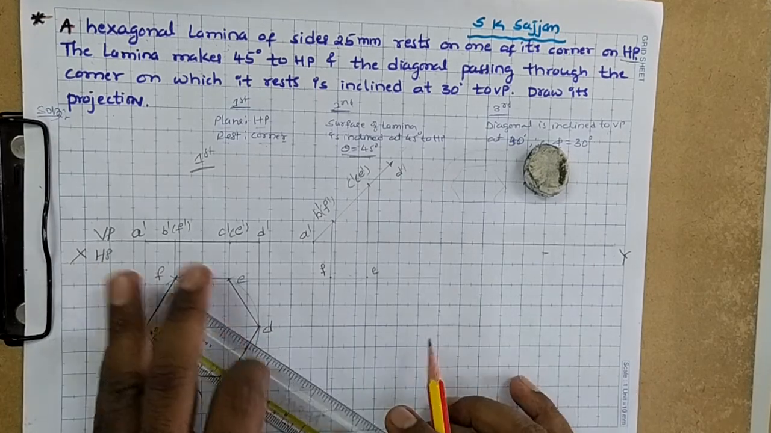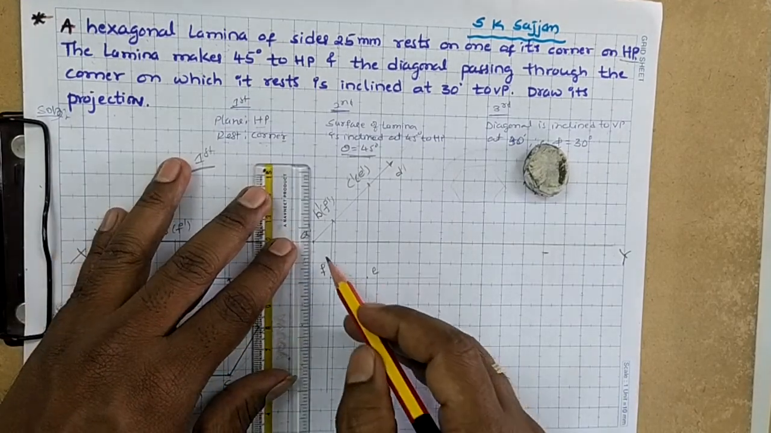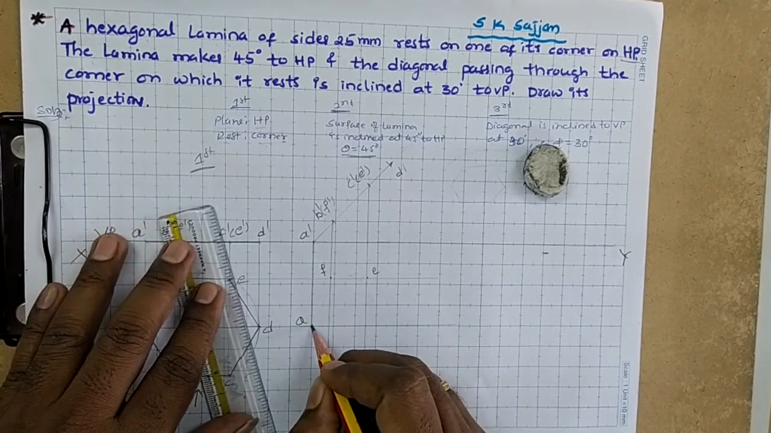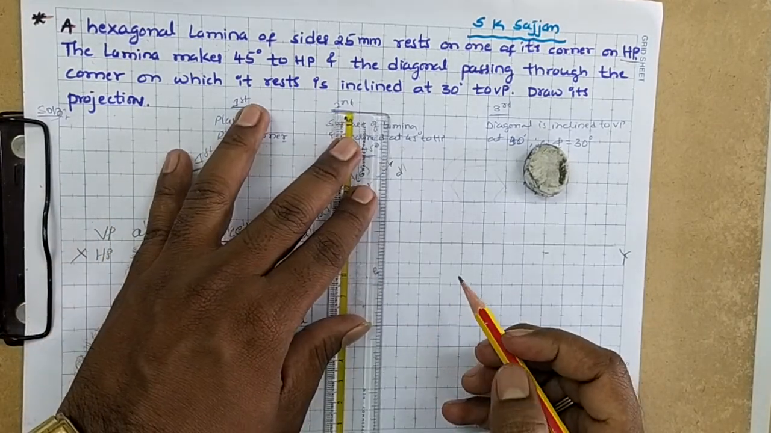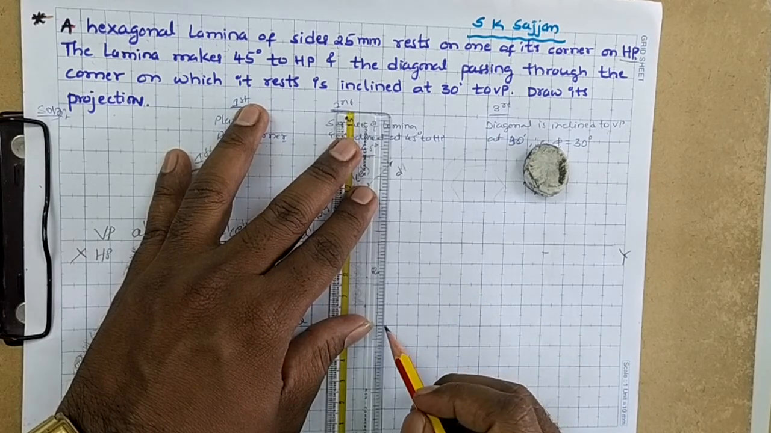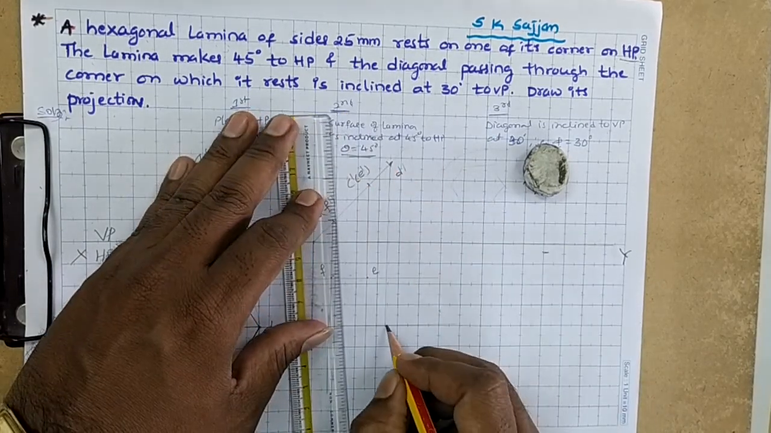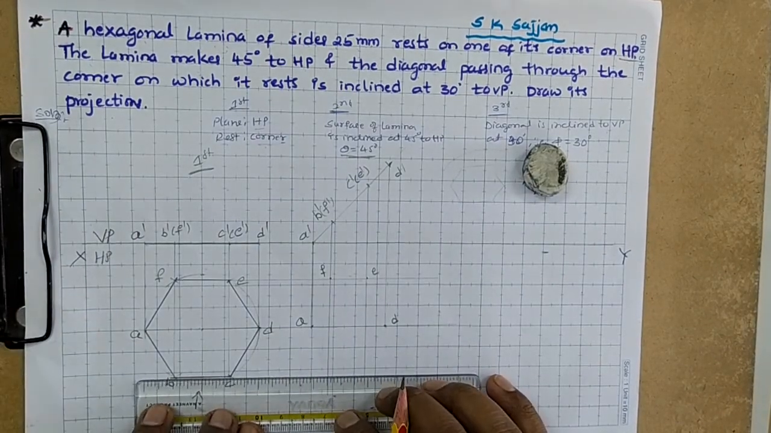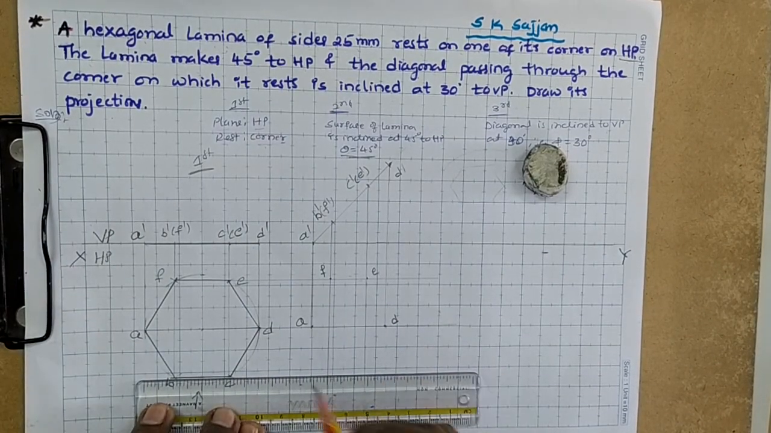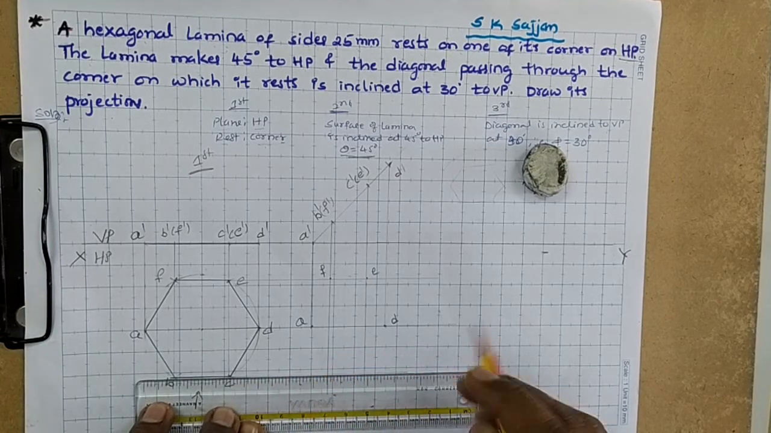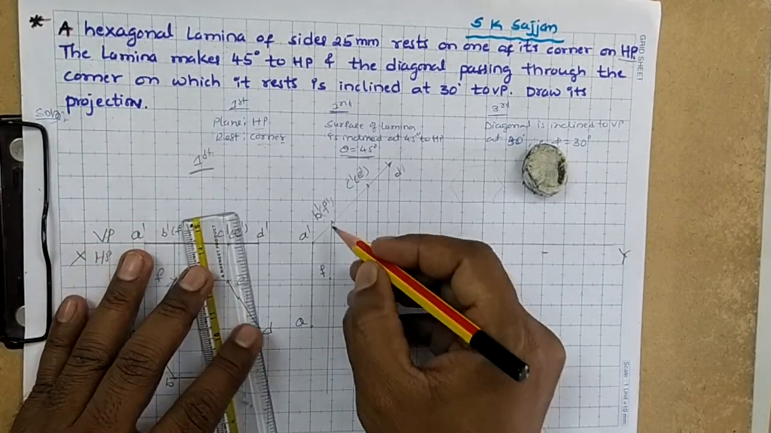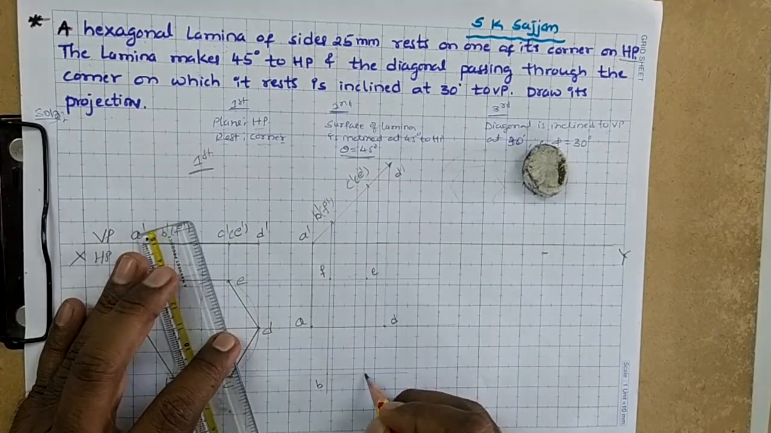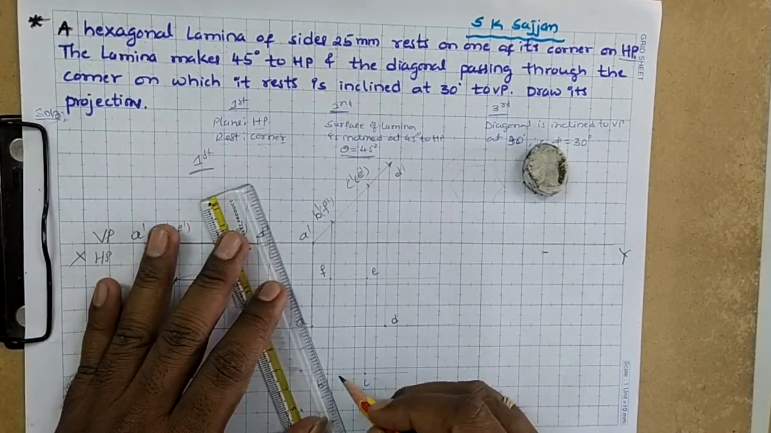A and D. A horizontal line, A vertical line. This point is A. Then D vertical line. This point is D. Then B and C. Draw the horizontal line from B and C. Both points are on the same origin. B vertical line, this point is B, and C vertical, this point is C. Join all the points.